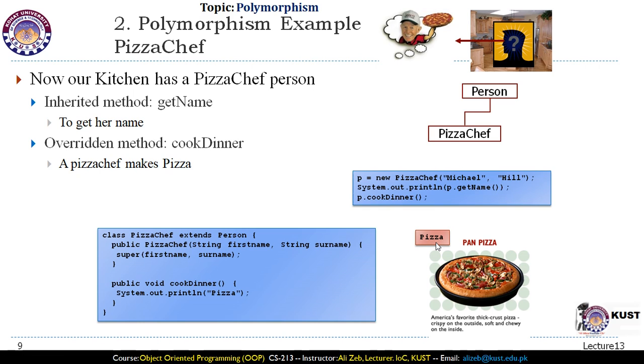And this again explains the concept of polymorphism for us, that we are calling exactly the same method, but we are getting a pizza this time. In the previous case we got a roasted chicken, and in the case before that we were getting a simple microwaved dinner.